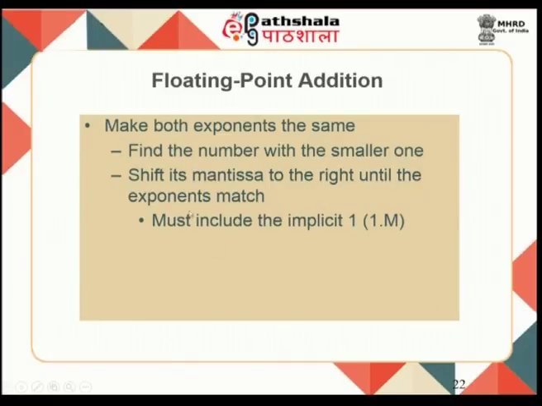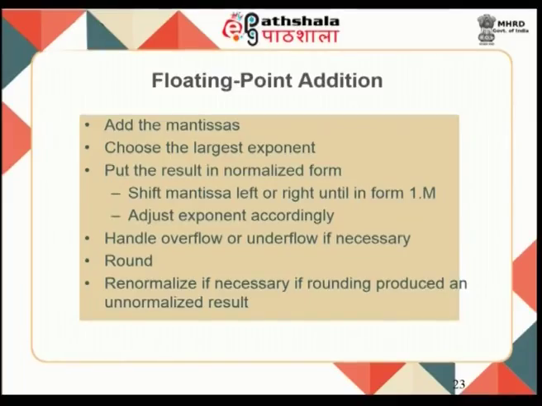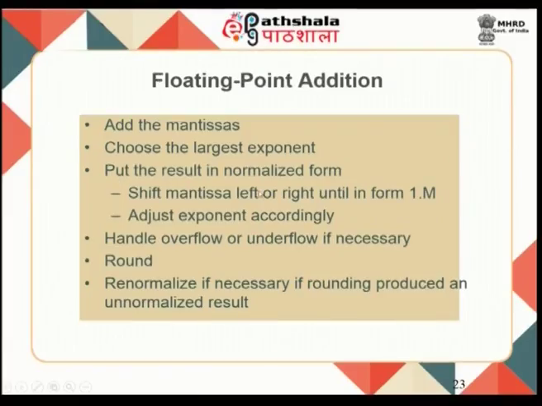When you are doing the shifting operation, remember that it is a normalized representation. So, you have an implied 1 to the left of the binary point, and that 1 will have to be taken into consideration when you are doing the shifting operation. Once the shifting is done and the mantissas have been equalized, you will have to add the mantissas and then choose the larger exponent, because you have already shifted the smaller number so that its exponent equals the larger of the two exponents. You will have to choose the larger exponent, and now put the result in normalized form.